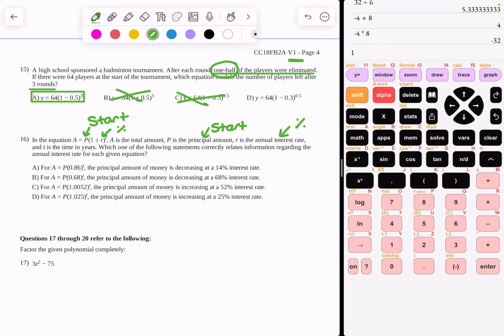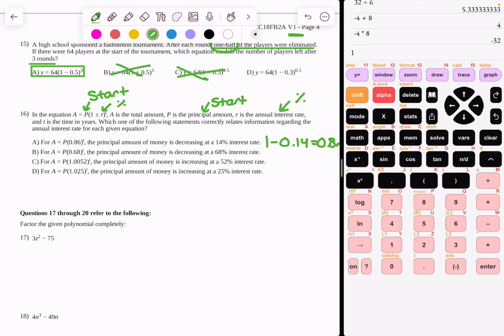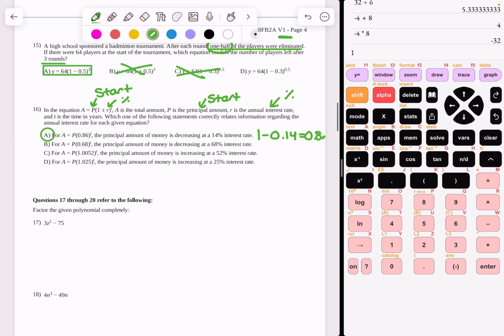Now, let's look at A. The amount of money is decreasing at 14%. That means I would do 1 minus 14% becomes 0.14. And 1 minus 0.14 is 0.86. So my answer actually is choice A. Let's look at B. B was saying that the principal amount is decreasing at 68%. That means you would do 1 minus 0.68, which would not get you 0.68. And the same for C and D.